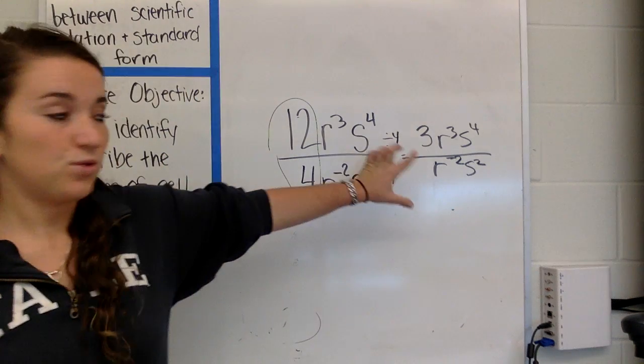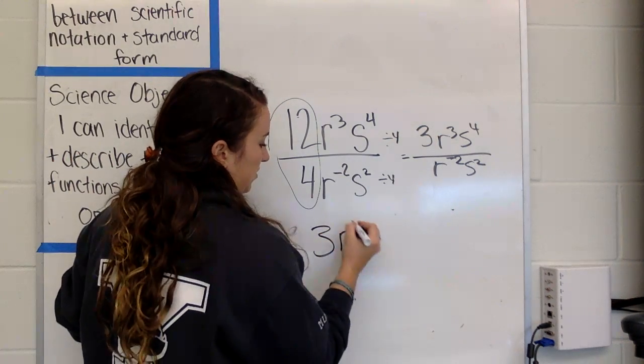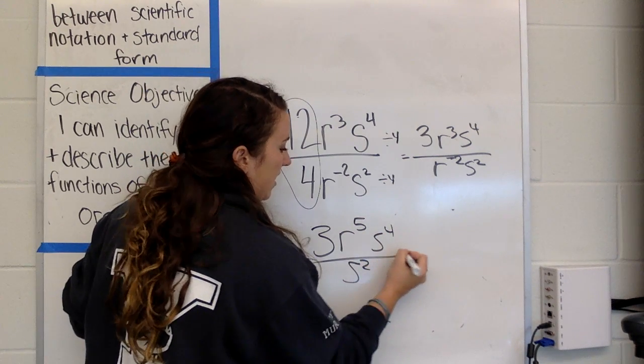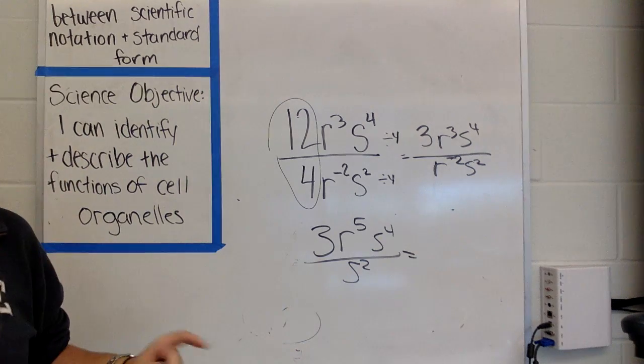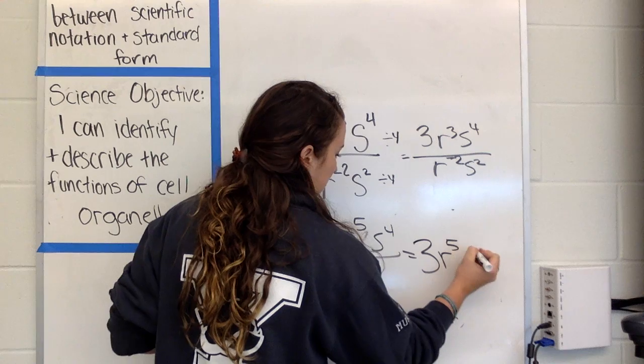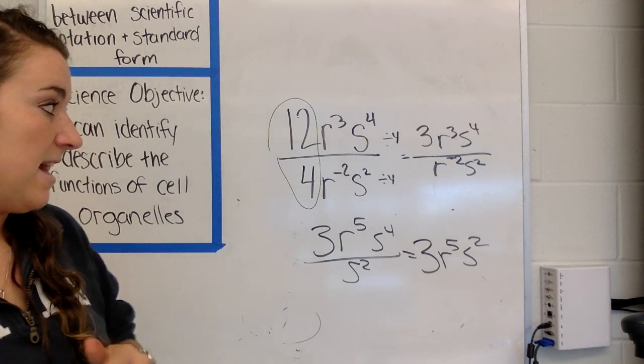Now I can subtract my r's. 3 minus negative 2 is 5. So I'll have 3r to the 5th, s to the 4th over s squared. And finally, I can subtract my s's. I'll get 3r to the 5th, s squared. And that will be my most simplified answer.